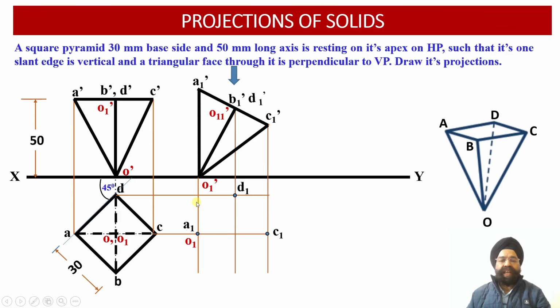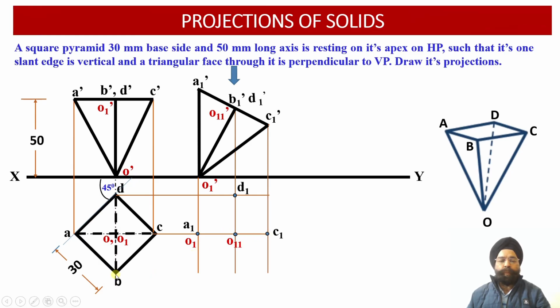Once we draw the vertical projector line through O1 dash, wherever it intersects with the horizontal projector line drawn through the point O, we obtain the point O1 over here. Similarly, here we have got a vertical projector line drawn through the point O11 dash. Wherever it intersects with the horizontal projector line drawn through the point O1, we obtain the point O11 over here. So this way 4 points we have been able to locate onto this horizontal construction line.